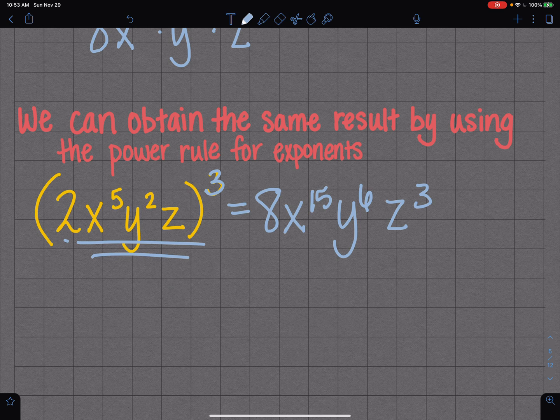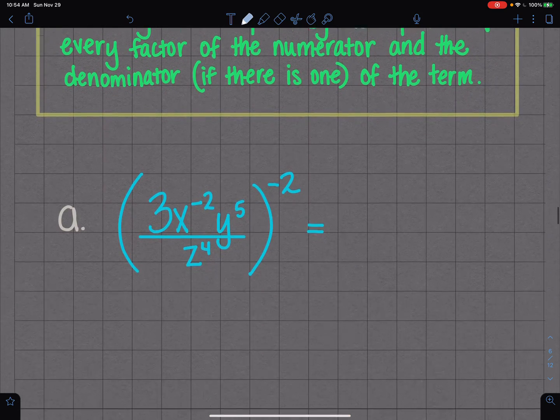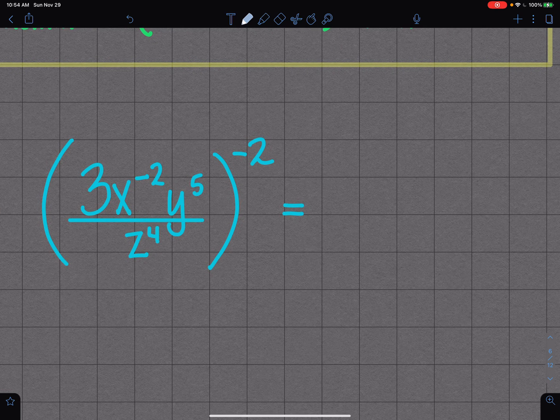And you notice that there's no sums here. There's no like 2x to the 5th plus, there's none of that nonsense. So that would probably change things. So here we go. Let's do some more examples and make sure that we understand it. So this is example A on page 216. If you want to follow along, you have this very complicated equation all raised to the -2 power.